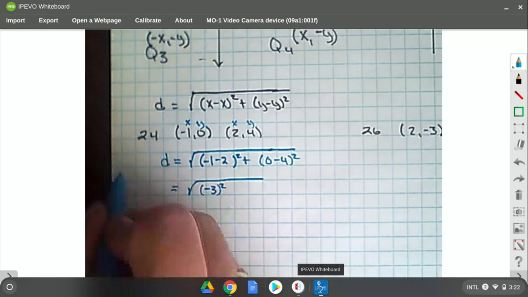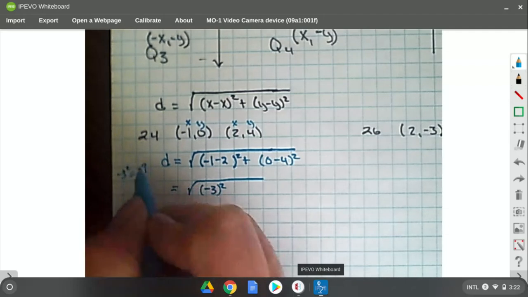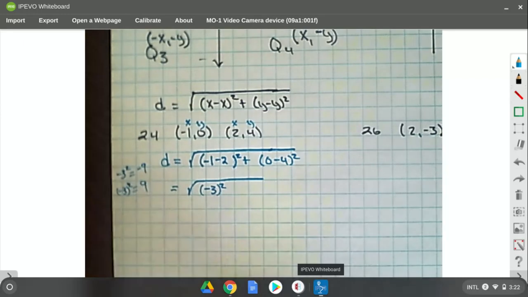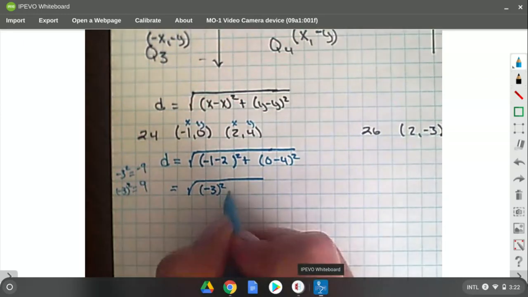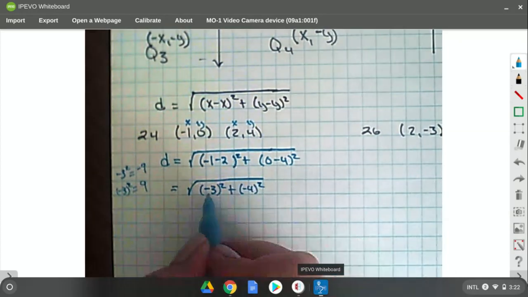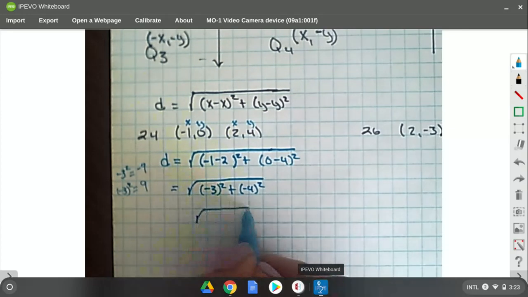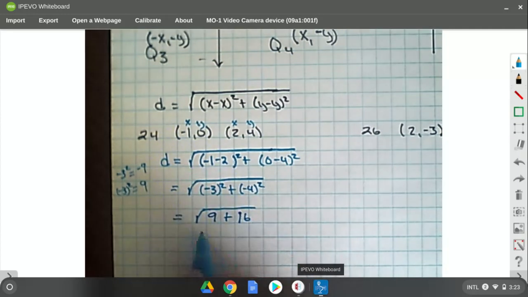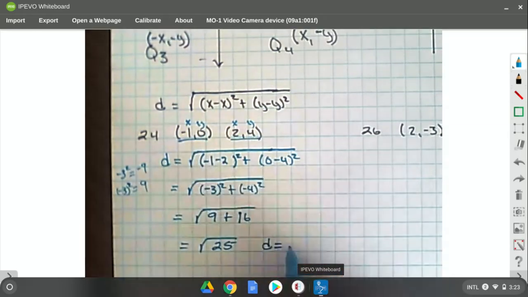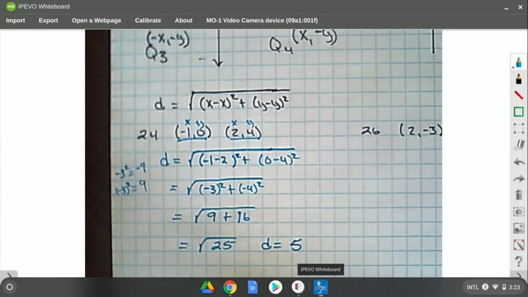-1 minus 2, -3 squared. Remember those parentheses are important. Little side note, -3, no parentheses, squared is equal to a -9. -3, parentheses, squared is equal to a +9. Parentheses matter. Plus -4 squared. So -3 times -3, I have the square root of 9 plus the square root of 16 gives me the square root of 25, and my distance between these 2 points is going to be 5 units.